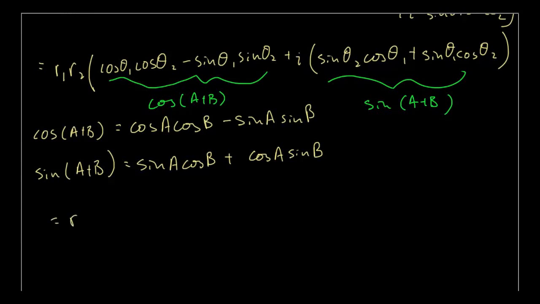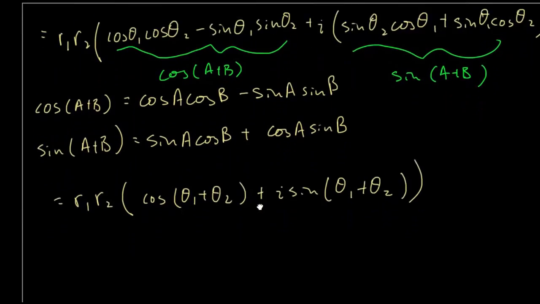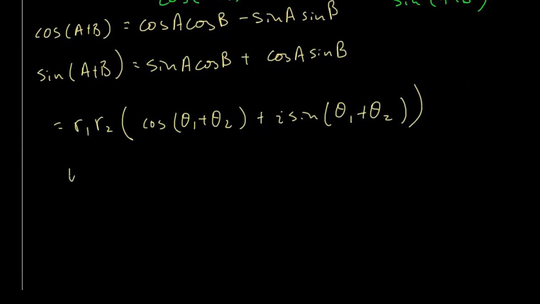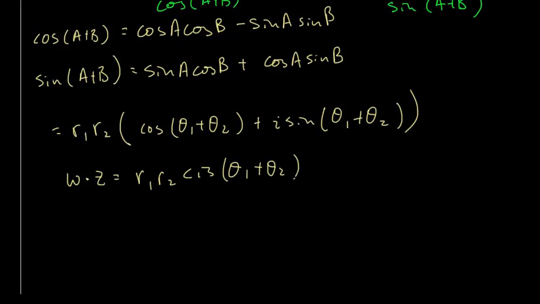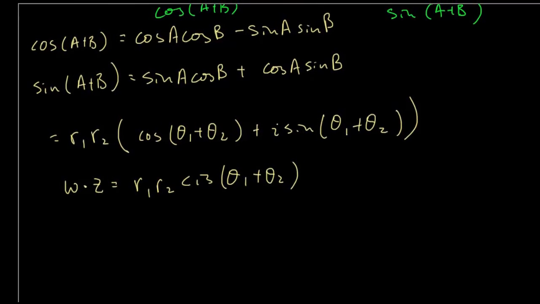Okay, so we've arrived at a conclusion that r1 times r2 into cos theta 1 plus theta 2 and then plus i sine theta 1 plus theta 2. So in other words, the product of w multiplied by z is equal to r1 r2 cis theta 1 plus theta 2. Okay, it's that simple.